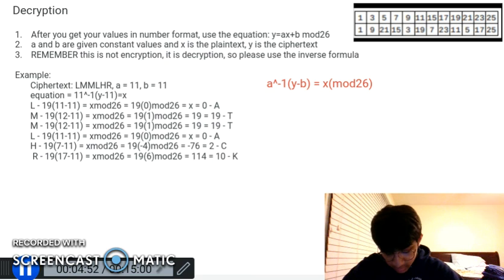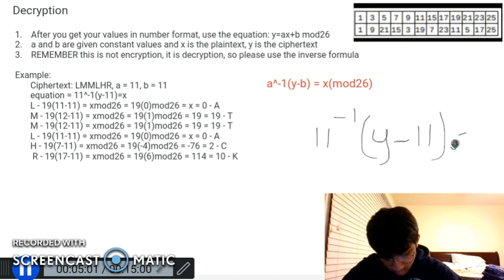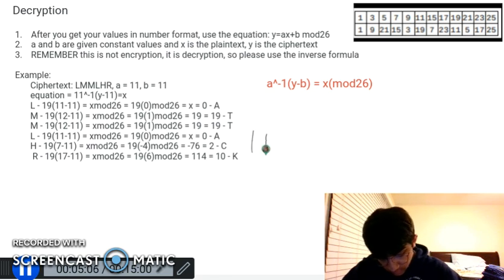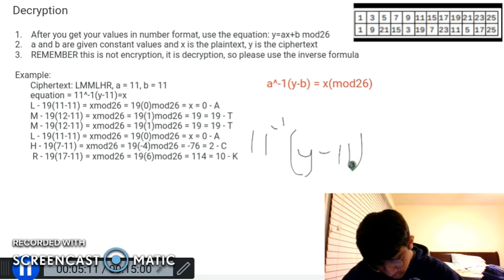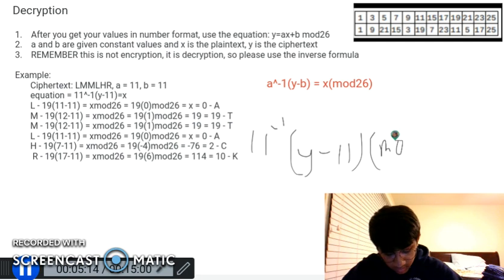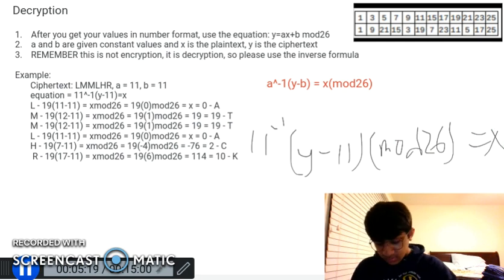So our formula is going to be 11 to the power of -1 times (y minus 11) mod 26, which equals x. Sorry, I wrote the equation wrong. Let's look at a few examples. We start off with L. L is 11, so 19 times... Oh, sorry, my bad. Before we do that.